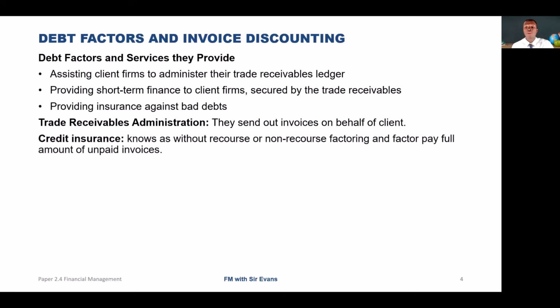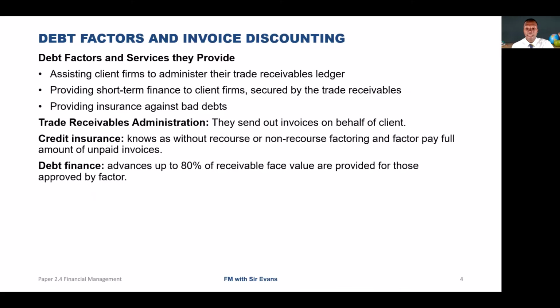Credit insurance, they know as without recourse or non-recourse factoring, and the factor pays the full amount of unpaid invoices. So invoices must be approved in advance. And factors also provide with recourse factoring where they don't pay unsettled invoices. Then debt finance, they advance up to 80% of receivables face value for those approved by the factor. So this is provided at an agreed rate of interest and repayable when customers make payments.